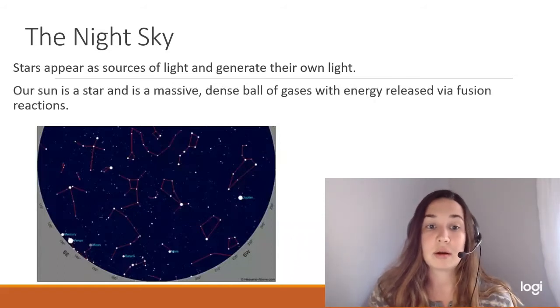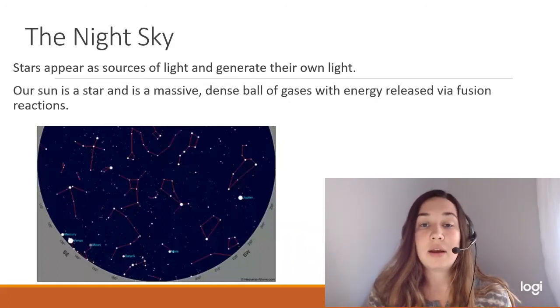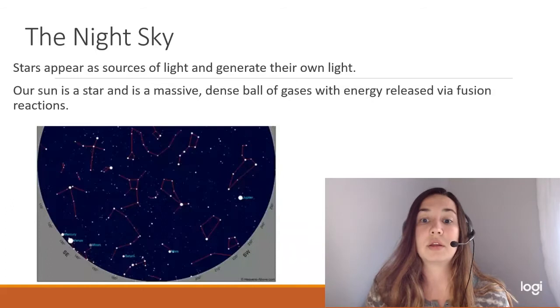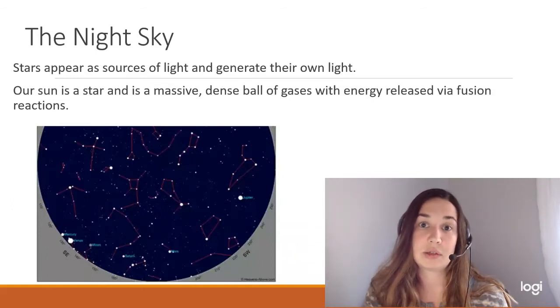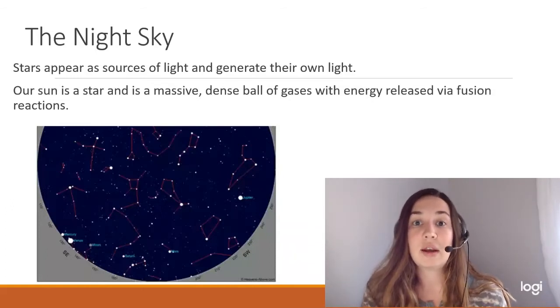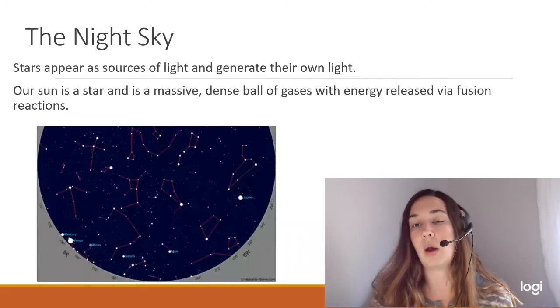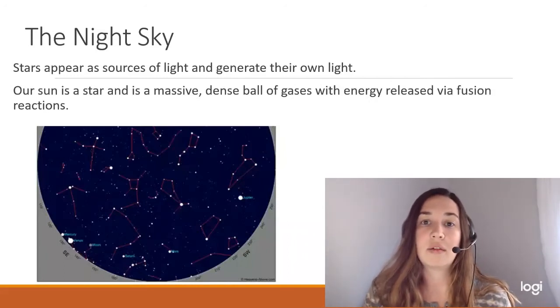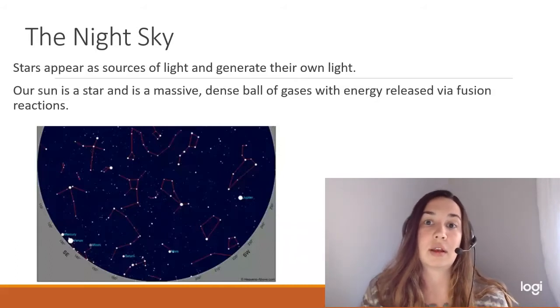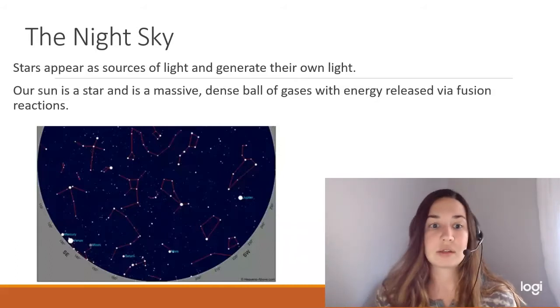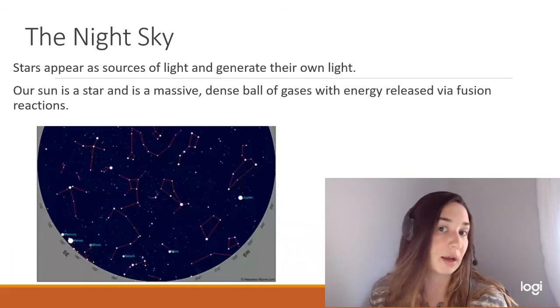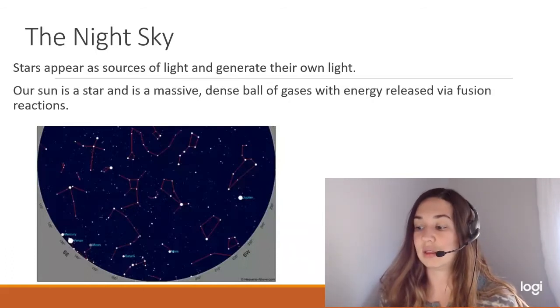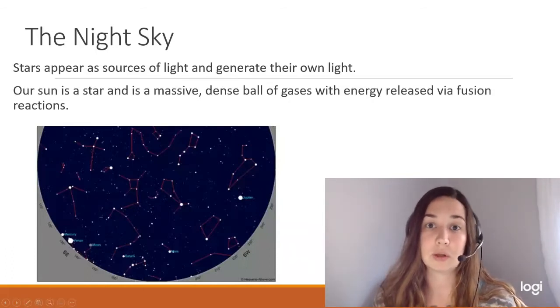Now we know that our sun is a star, and it is a massive, very dense ball of gases. The energy that comes off of our sun is released via fusion reactions. That is where the energy is coming from to help plants grow and to bring life onto Earth. All of that energy is then converted on Earth's surface. So our sun is providing its own energy, and therefore other organisms are using that energy.